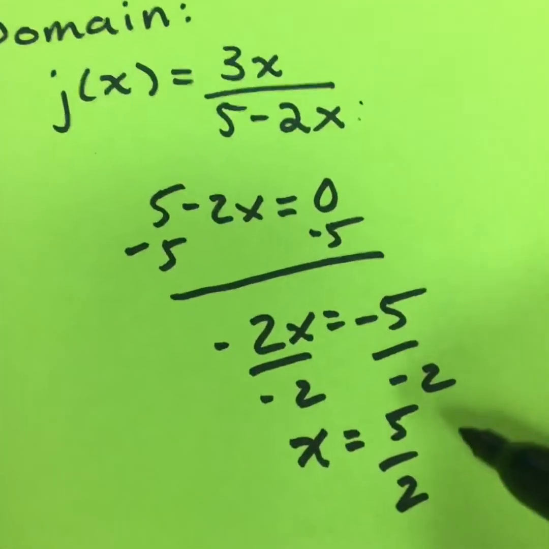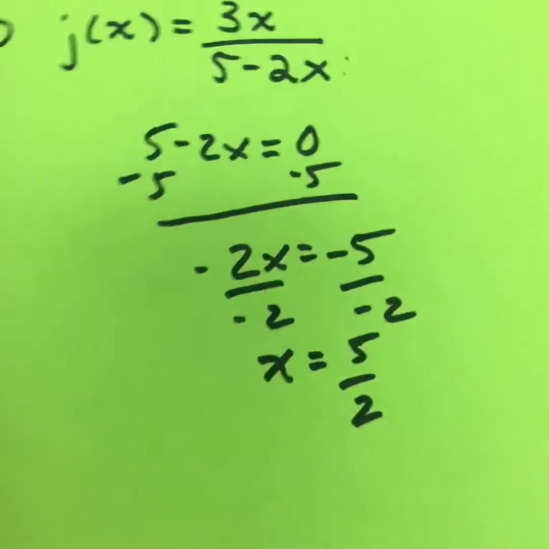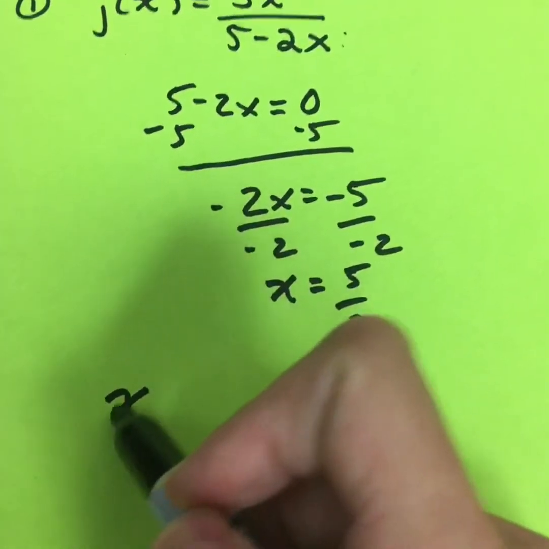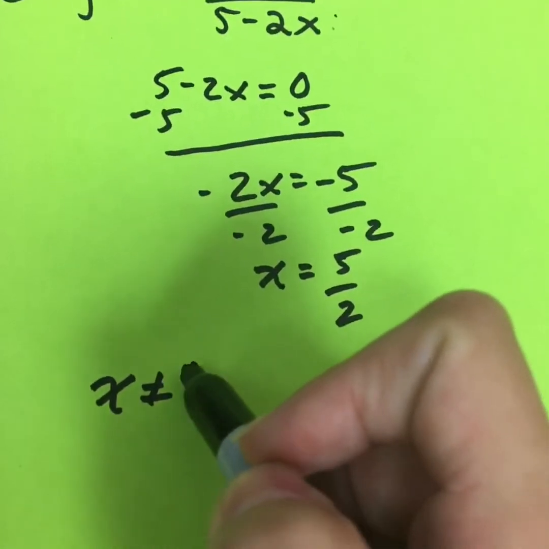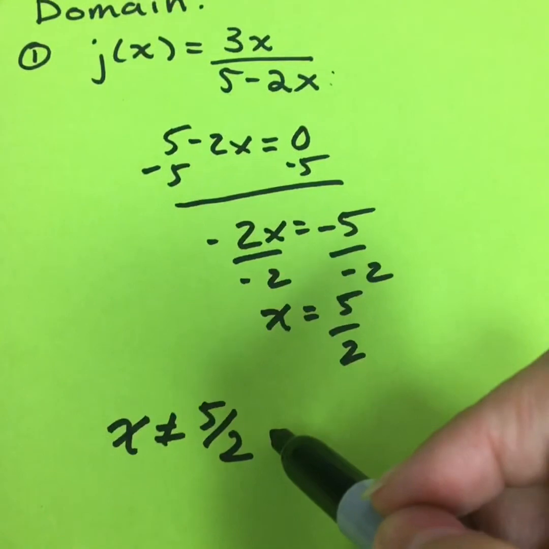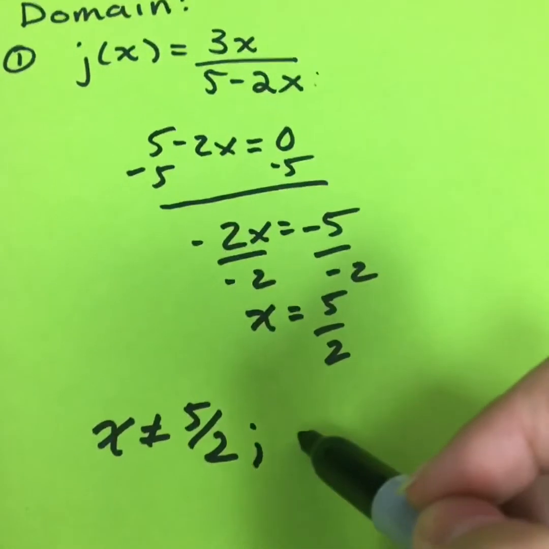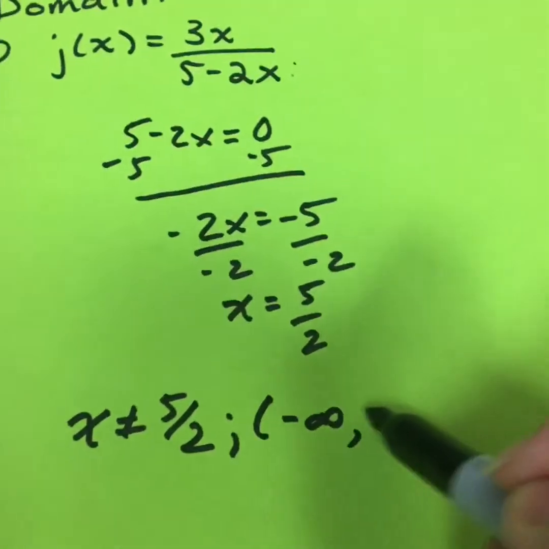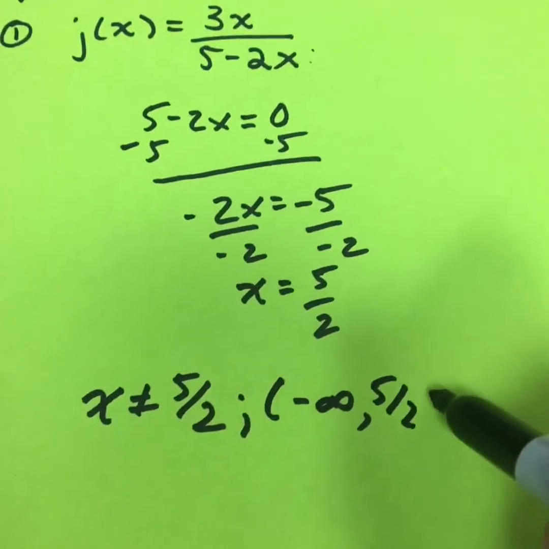But that's a bad thing. Remember, we don't want to get 0 in the denominator. So in regards to the domain of this function, x can take on whatever value it wants to except for 5/2. So x can take on whatever real number it wants to except for 5/2. If we were to write this using interval notation, we have to show that x can take on whatever value it wants except for 5/2.